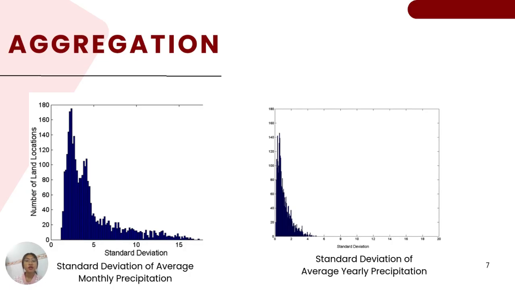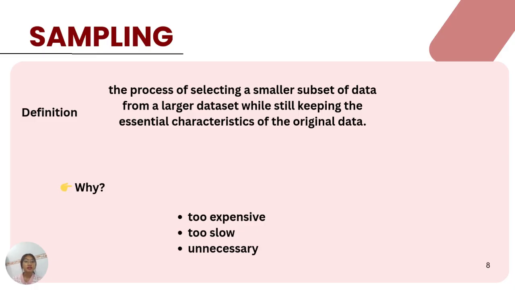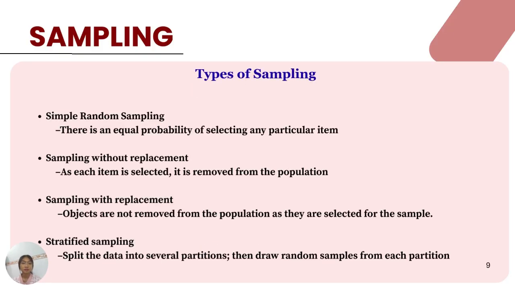Now let's move further to sampling. The definition of sampling is the process of selecting smaller subsets of data from a larger dataset while still keeping the important, essential characteristics of the original data. So why do we use this? Because analyzing the entire dataset may be too expensive, too slow, and unnecessary.